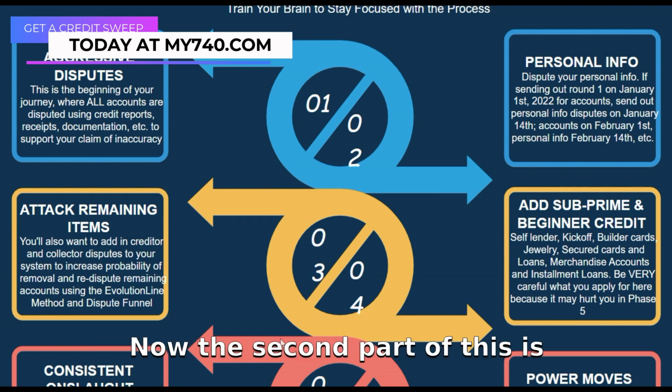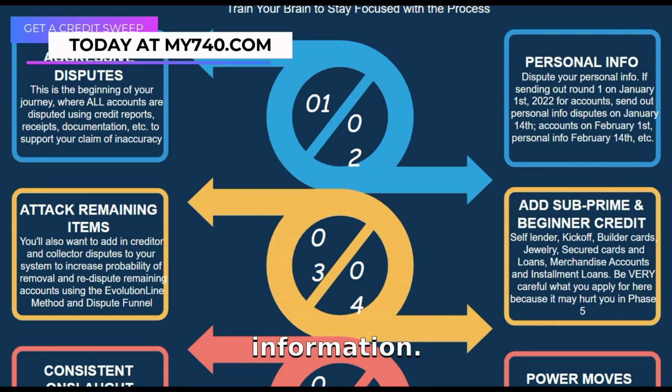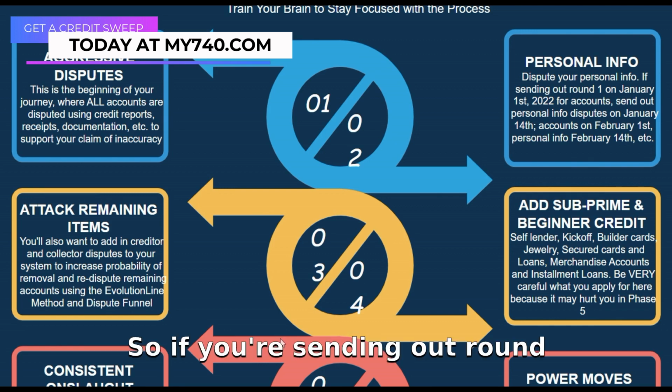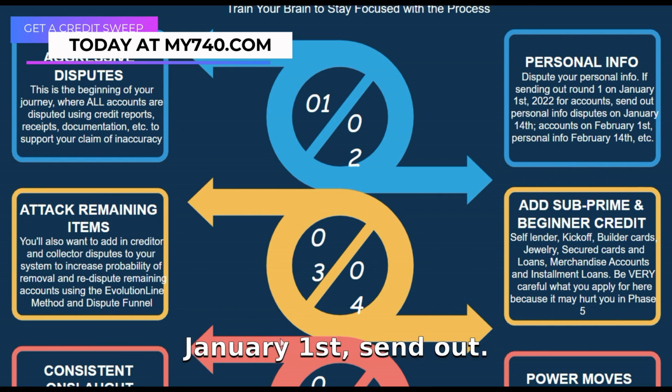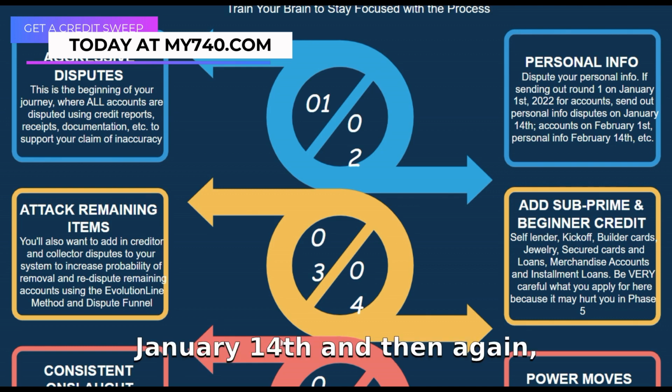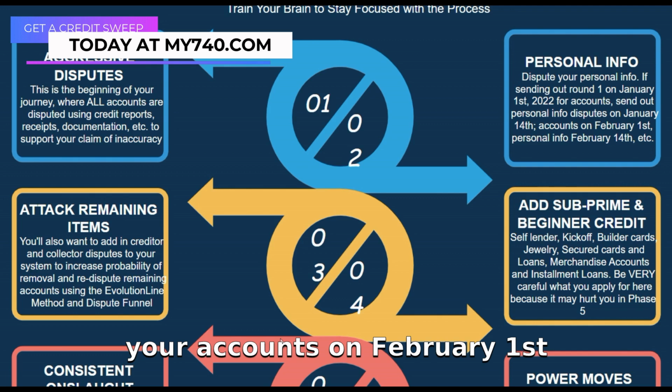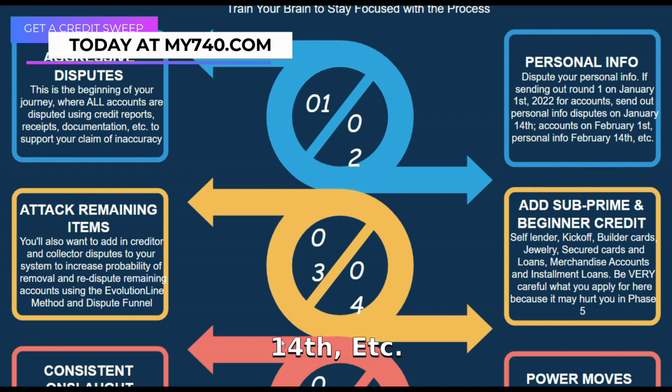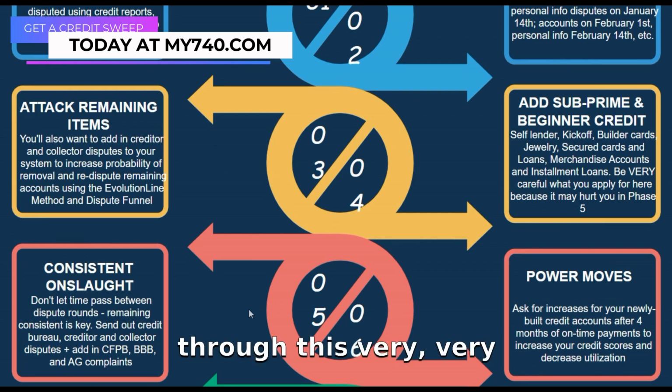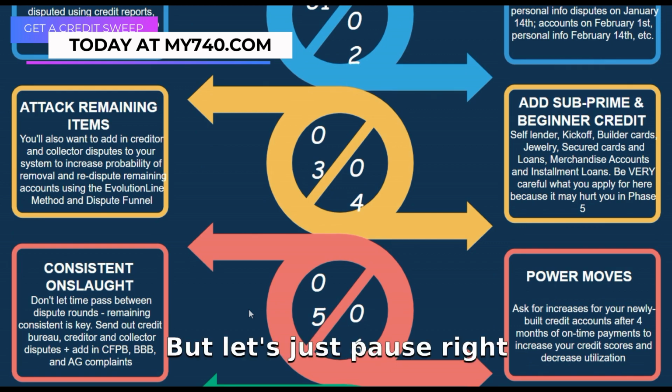Now, the second part of this is to dispute your personal information. So if you're sending out round 1 for your accounts on January 1st, send out personal info disputes on January 14th, and then again, your accounts on February 1st, personal info on February 14th, etc. Okay. Now, phase 2, and yes, we are plowing through this very, very quickly, but let's just pause right there real quick.